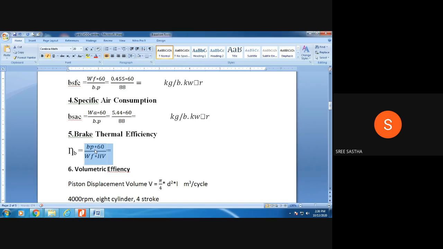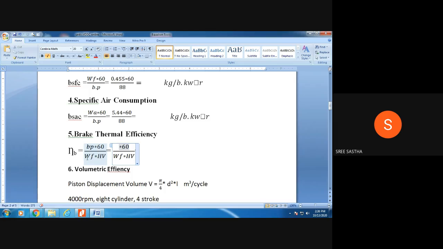If its brake power is in kilowatt, calorific value should be in kilojoule. Whenever you are having any doubt in the unit, you substitute all the units, cancel them, and find at last what unit is coming. Here, kilowatt, and here it will be kilojoule per kilogram.